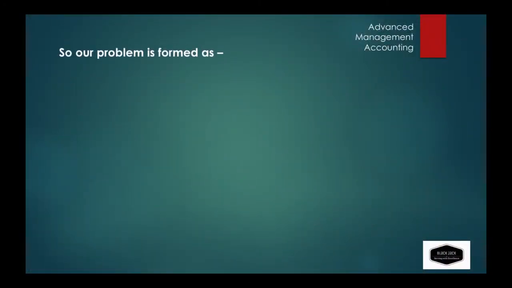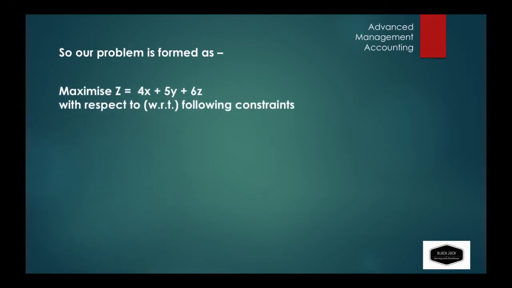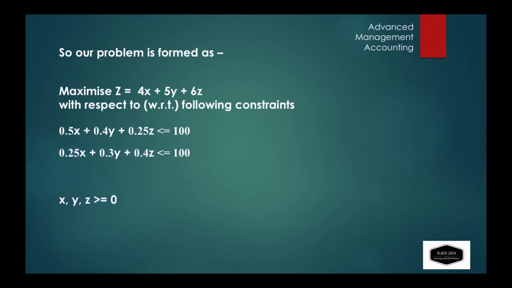So our problem is formed as we need to maximize Z, that is 4x plus 5y plus 6z, with respect to the following conditions, and the conditions are 0.5x plus 0.4y plus 0.25z is less than equal to 100, 0.25x plus 0.3y plus 0.4z is less than equal to 100, and x, y and z are all more than or equal to 0.